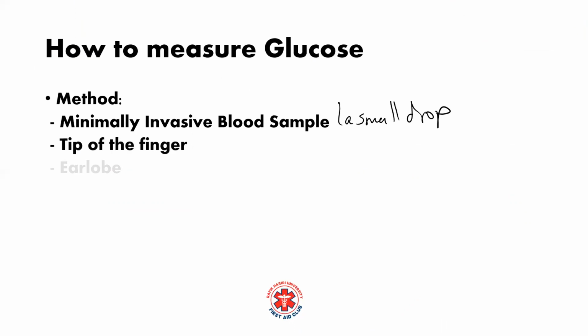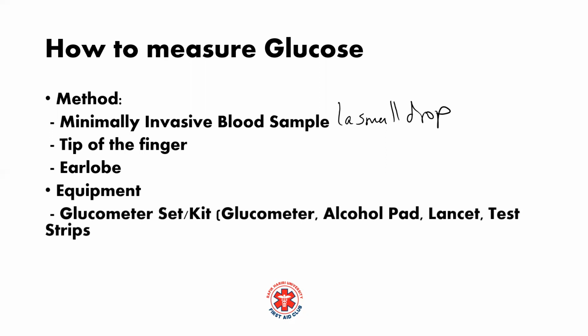Tip of the finger or the earlobe for kids, for example. I can use their ears for the infants. The equipment I'm going to need is the glucometer set. It comes with the glucometer, alcohol pads, the lancet, which is the pinprick, and the test strips that are going to take my blood sample. I also need a plaster and gloves.